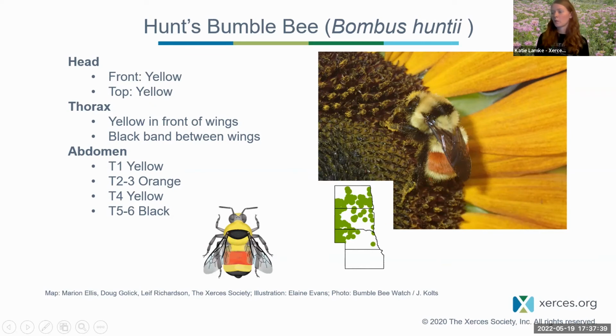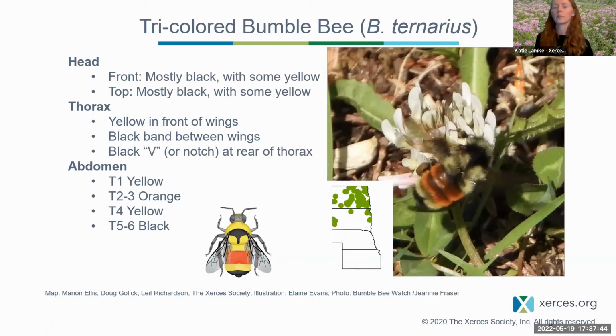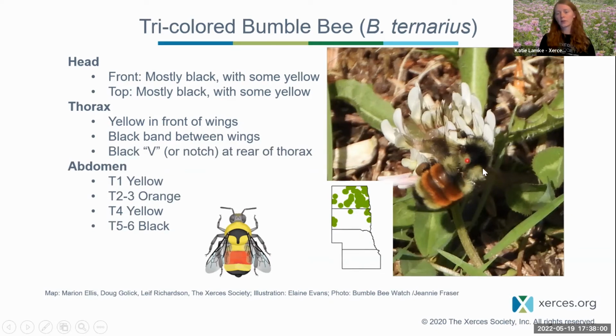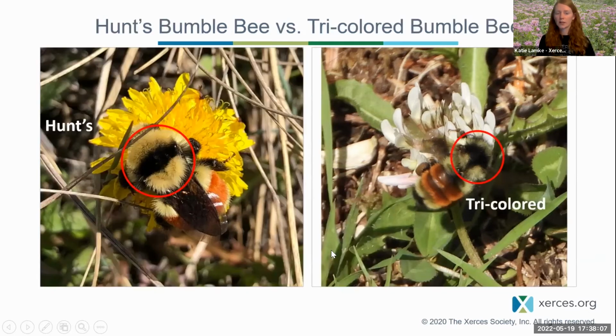There's a species that looks quite similar to it if you're in parts of South Dakota or North Dakota, called the tricolored bumblebee or Bombus ternarius. This one has a mixing of black and yellow on its head. You can't quite see it in this photo. But what you want to notice on this bee is the notch right here. So it has a very similar color pattern to the last bee we just looked at, Hunt's bumblebee, but tricolored will have this notch. So here they are side by side. We have Hunt's bumblebee that just has the straight black band versus tricolored that has that notch or the black V.